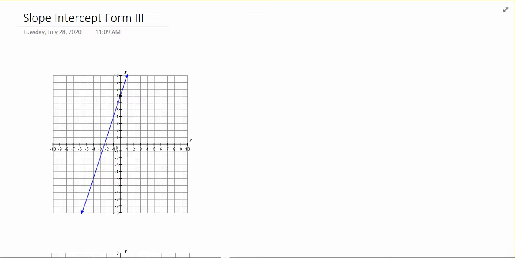Okay, so let's say that we wanted to find the equation of this line. Well, we've seen examples like this before in the previous video, so that's pretty easy. Find the equation of the line shown.